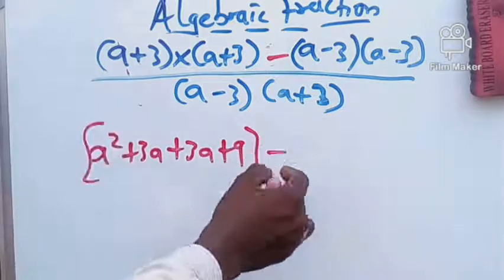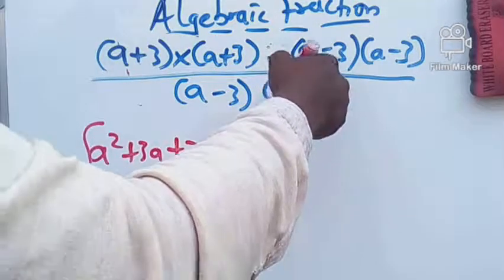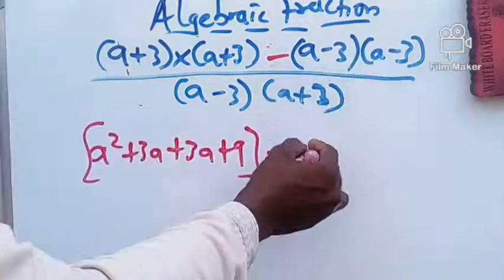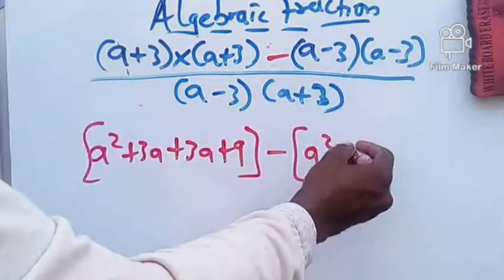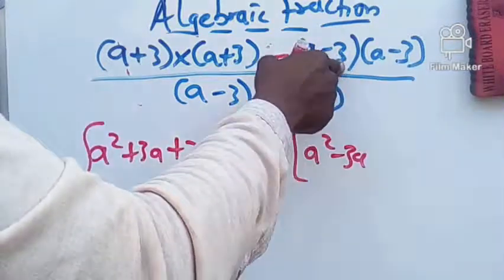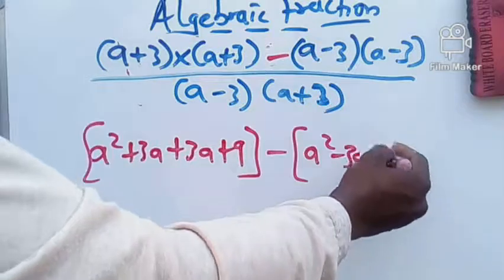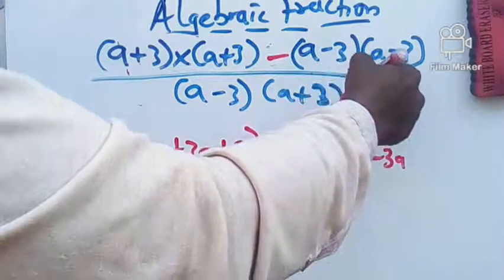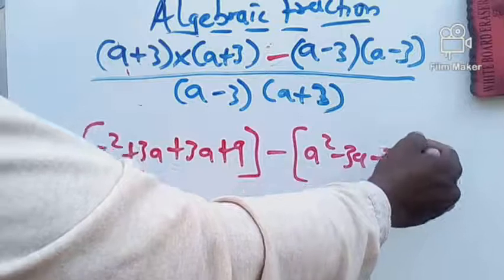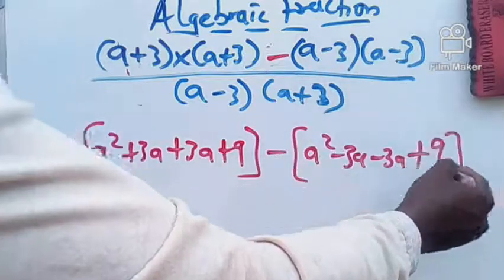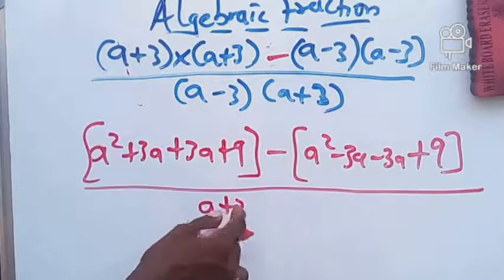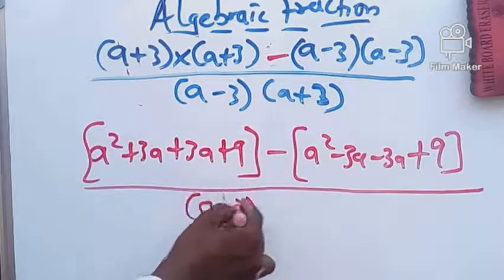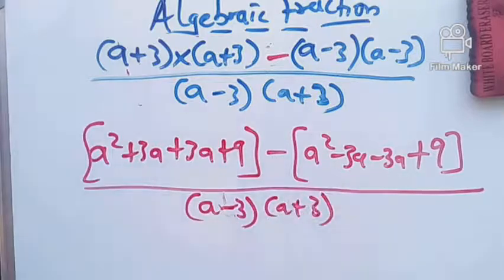So with this minus the same process here, you have a multiplied by a, here you have what? A squared. A multiplied by minus 3, you have minus 3a. Minus 3 multiplied by a, you have minus 3a. And minus 3 multiplied by minus 3, minus as minus will give you plus. 3 times 3 is what? 9. And everything here divided by the LCM, which is a minus 3 and a plus 3. So the next stage is to take off the brackets.